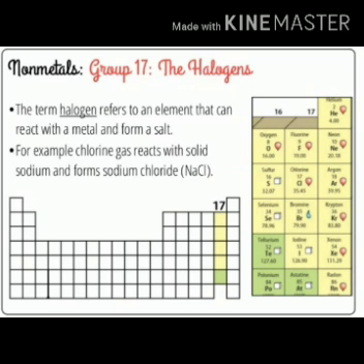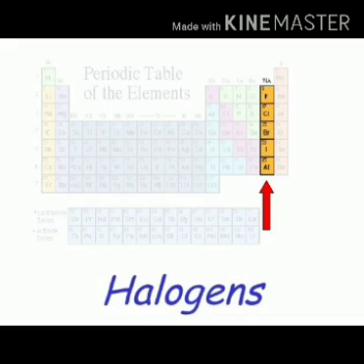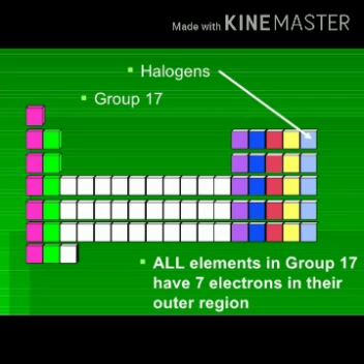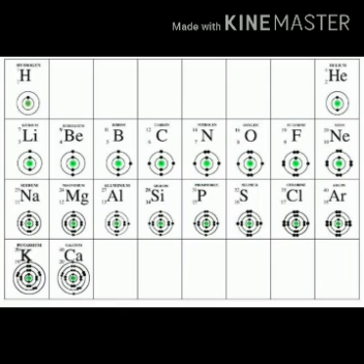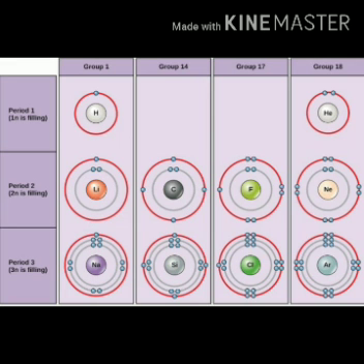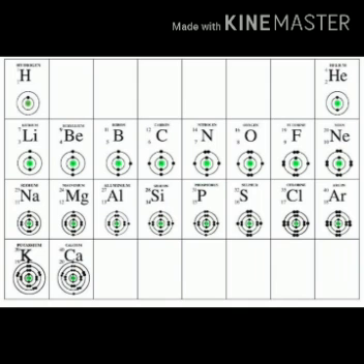Now, group 17, which belongs to the halogen family, consists of elements such as fluorine, chlorine, bromine, etc. The outermost shell of these elements contains 7 electrons. You can observe the table which is displayed on your screen. It shows that while going from top to bottom within any group, one electronic shell gets added at a time.